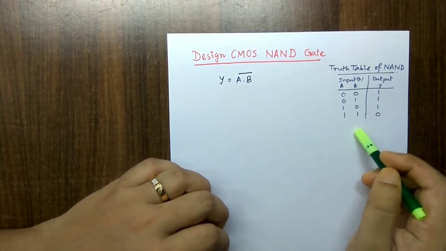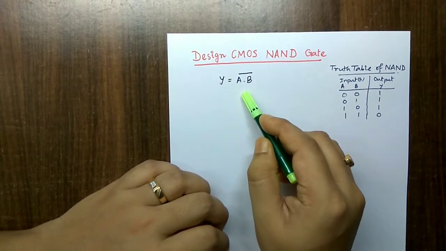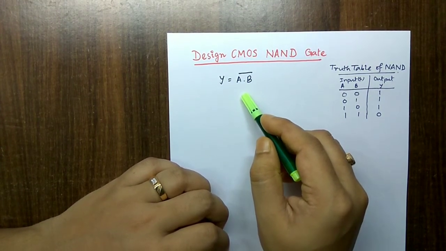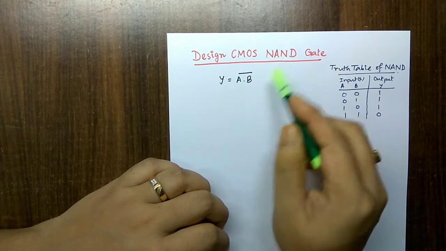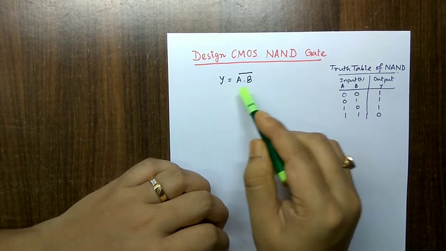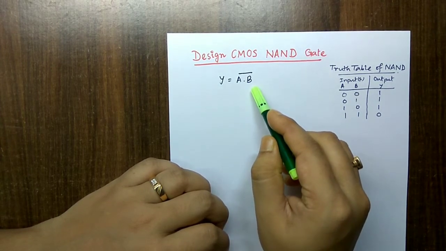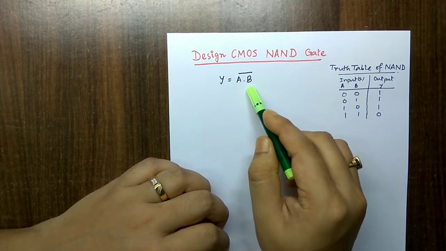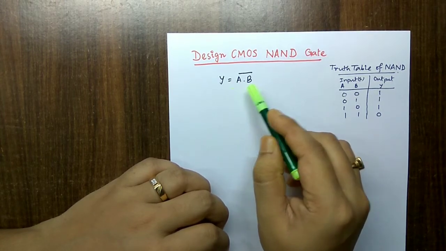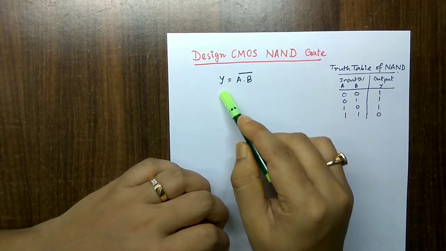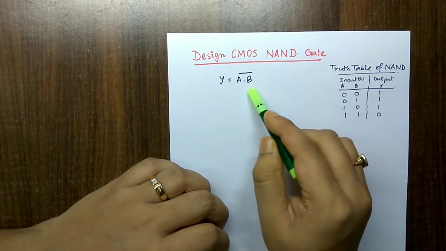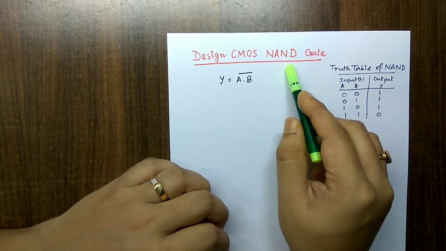So let us start with the Boolean expression. We all know that the basic Boolean expression of a NAND gate is Y equal to (A dot B) bar. Here I am assuming the inputs are two, A and B, and the output is Y. So Y equal to A dot B whole bar. It is the basic Boolean expression of a NAND gate.